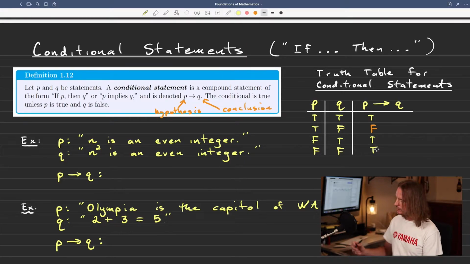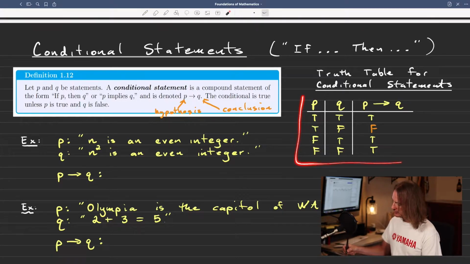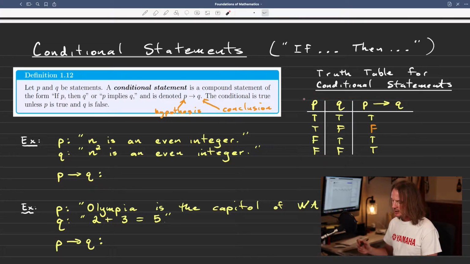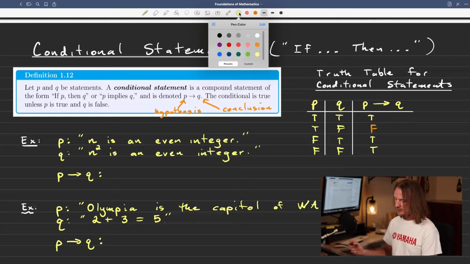We'll talk about the why of it in a moment. Sometimes it takes a little bit of thought to see why this truth table actually makes sense. Like, if P is false and Q is true, why do we get that the conditional statement P implies Q is true? But we'll talk about that in a moment. First, let's do a basic example.